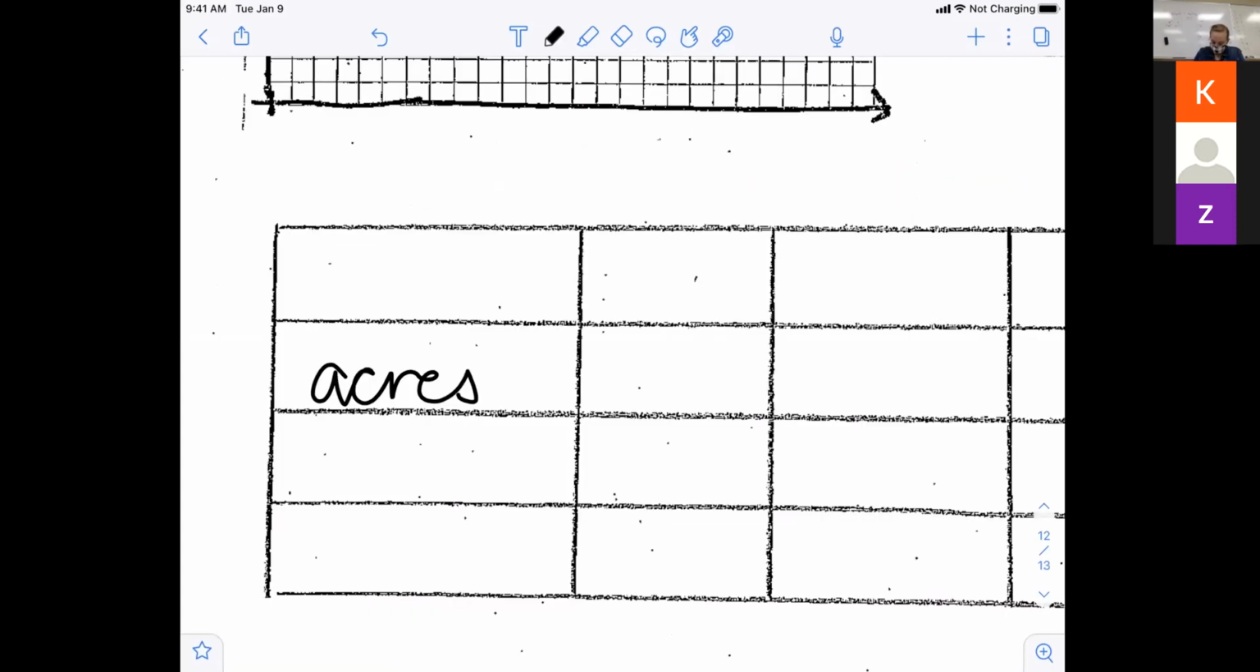I want my first column to be potatoes. And I want my second one to be corn. And I want my last one to be total.